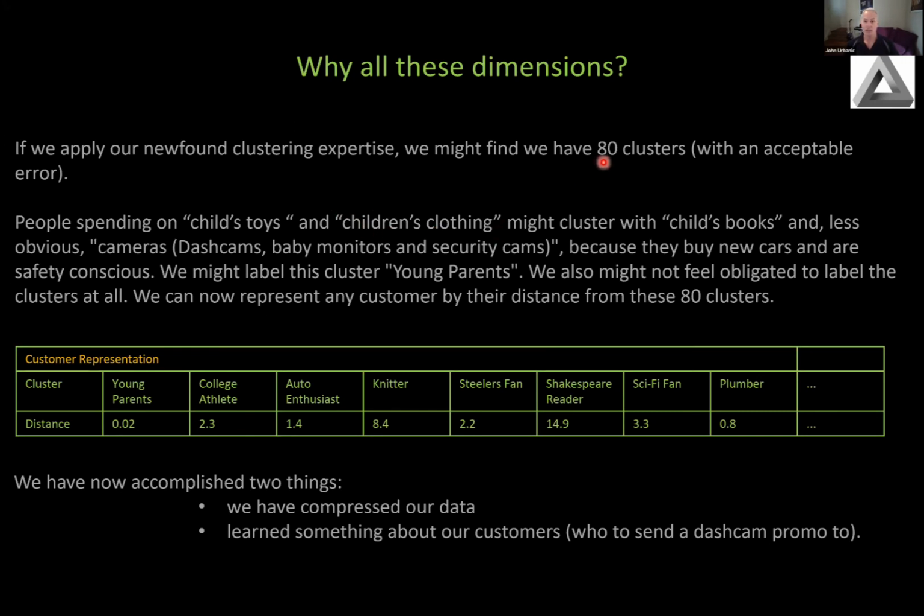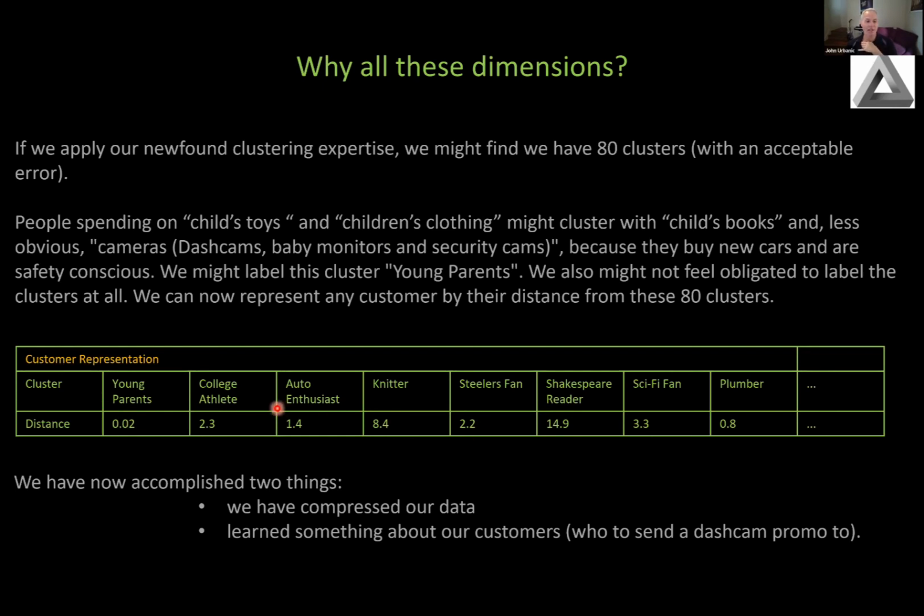And we find, using the very same techniques that we just used on the previous example problem, we think there are 80 clusters. So we think we have 80 clusters with an acceptable error. We see the error gets pretty low and we get around 80 clusters. So now instead of 2,900 dimensions, we have 80 clusters. We can represent every person by their distance from those 80 clusters.